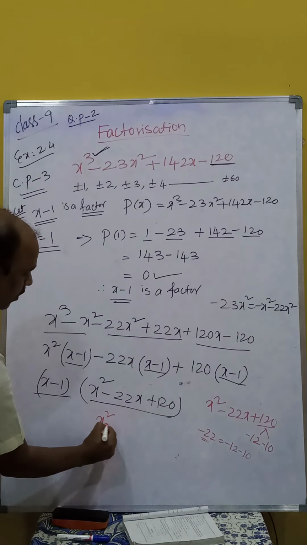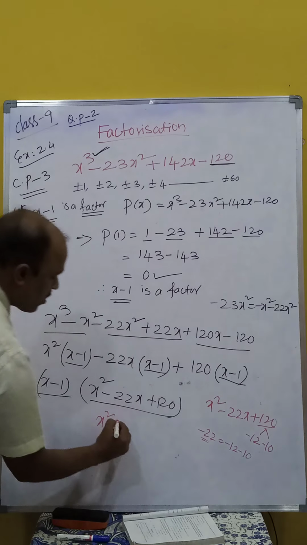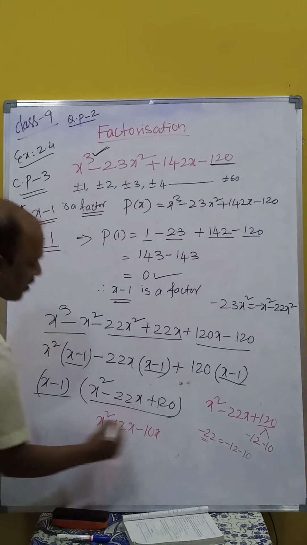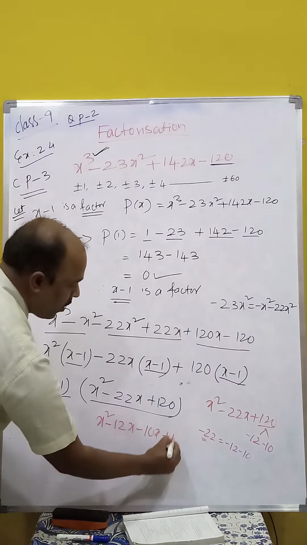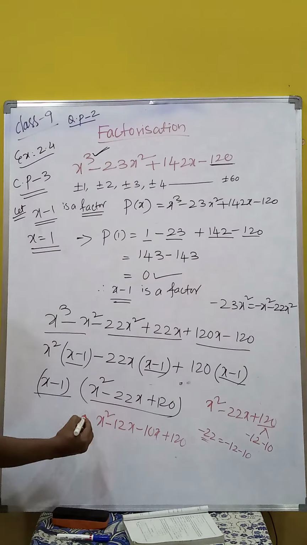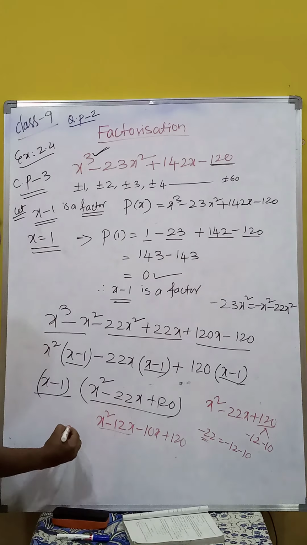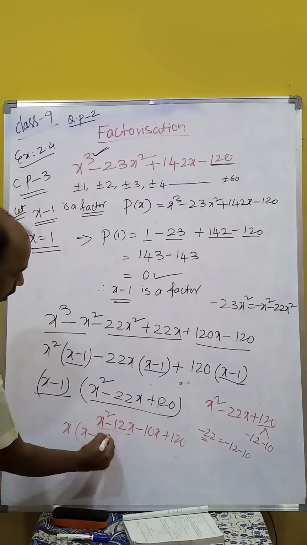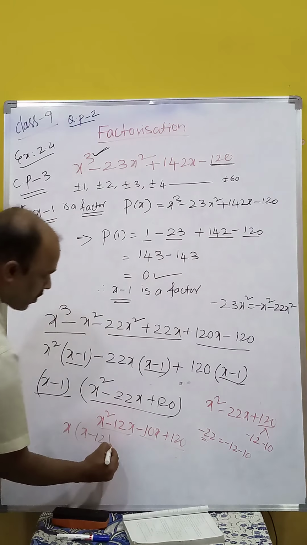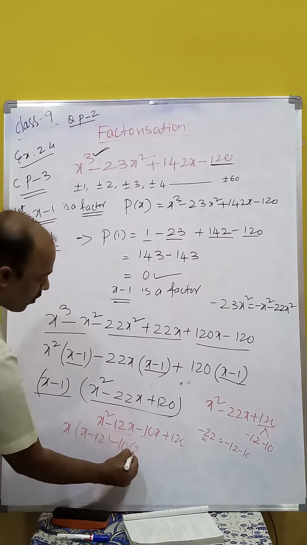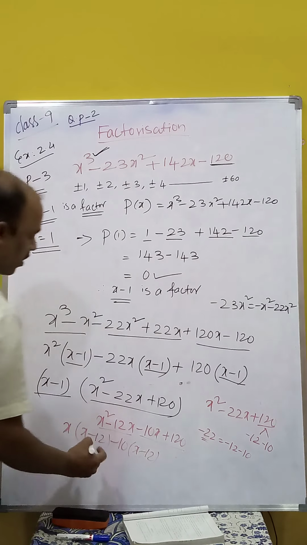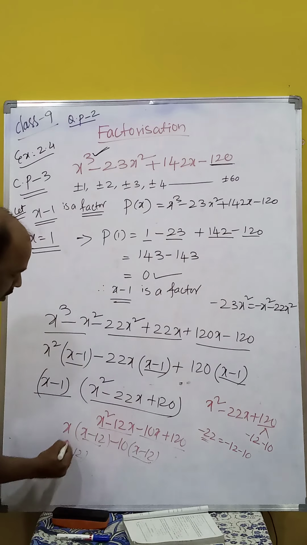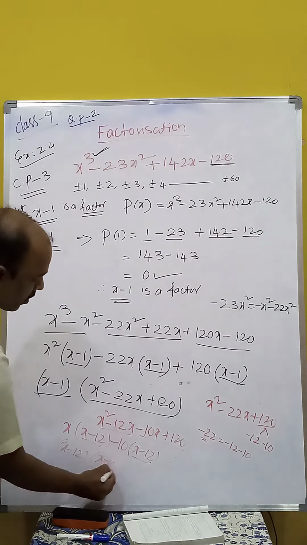x square minus first term, minus 12x, minus 10x second term, and plus 120, no change. In the first two terms, what is the common? x is common: x minus 12. And in the second two terms, minus 10 is common: x minus 12. Here again x minus 12 is common: x minus 12 into x minus 10.